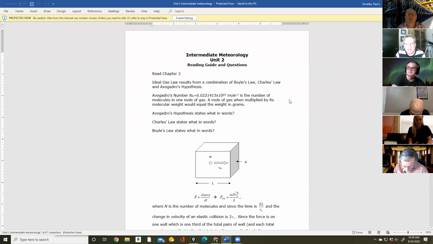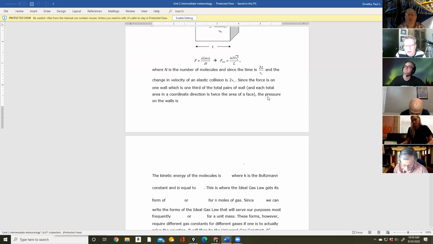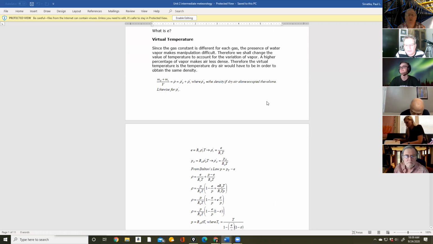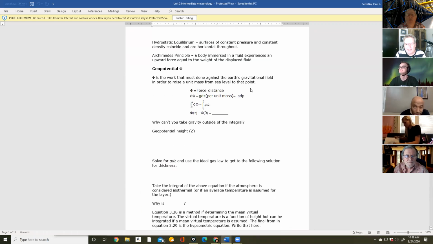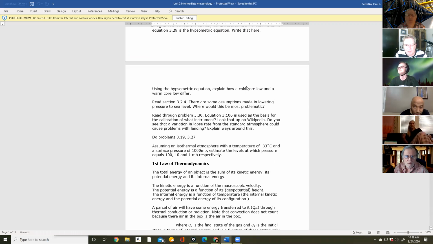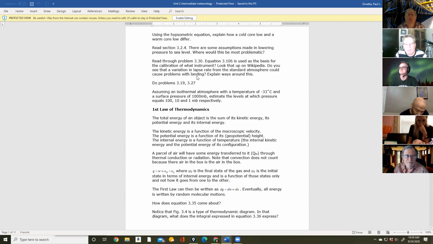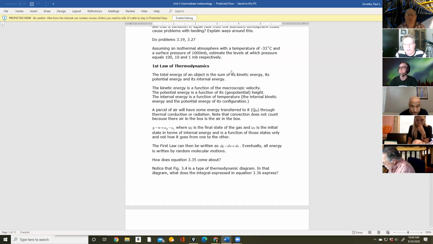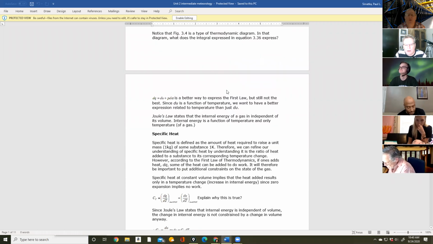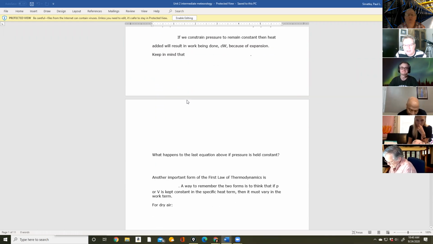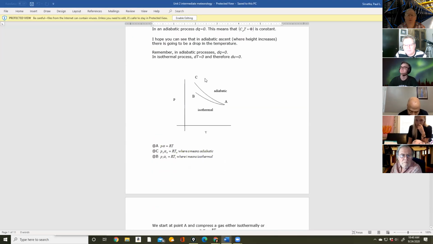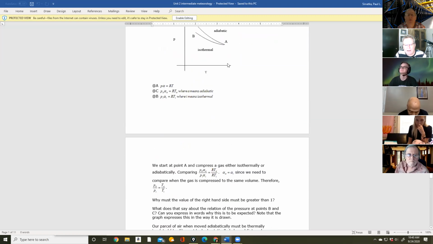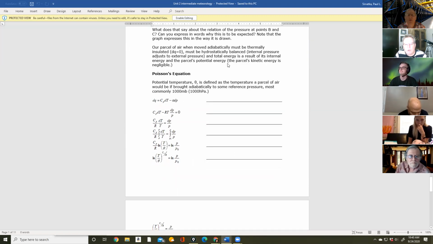Oh, it opened. So when you go into here, they have all this stuff with virtual temperature, hydrostatics, geopotential, and then there's problems embedded within this that you should be doing. So Allison, I'll send you this. First law of thermodynamics. We're already here through specific heats, enthalpy. Here's this diagram we talked about today, and here's Poisson's equation.